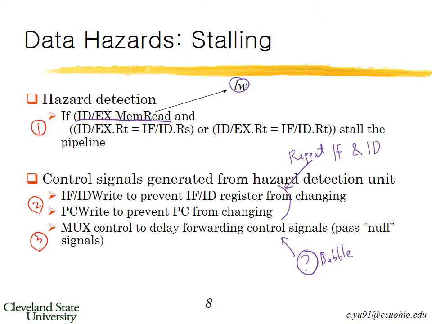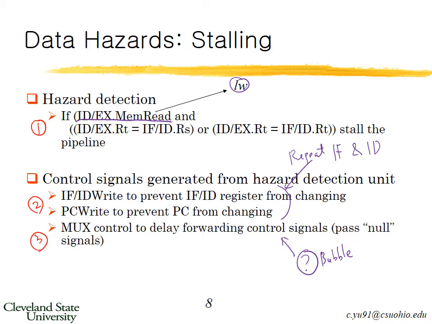So for number 1, how to detect the hazard case? Well, first of all, the load word instruction must be in the execution stage, and the memory read control signal is 1 only for the load word instruction. That makes sure that the instruction in the execution stage is a load word instruction. And then you need to see that the destination register in the load word instruction is the same as the source register in the ID stage. That's the second line in the condition. And if that condition is satisfied, then you need to stall the pipeline 1 cycle.